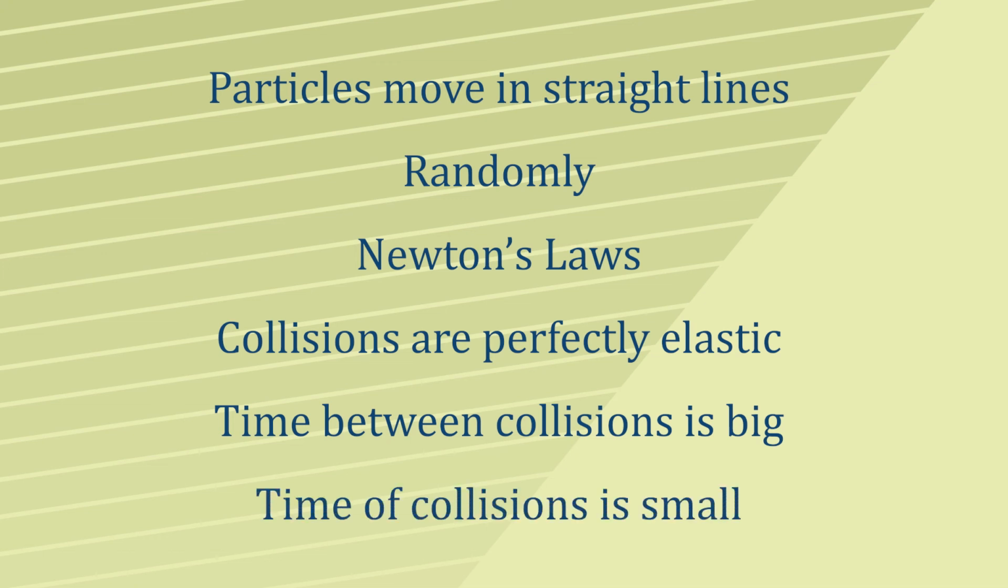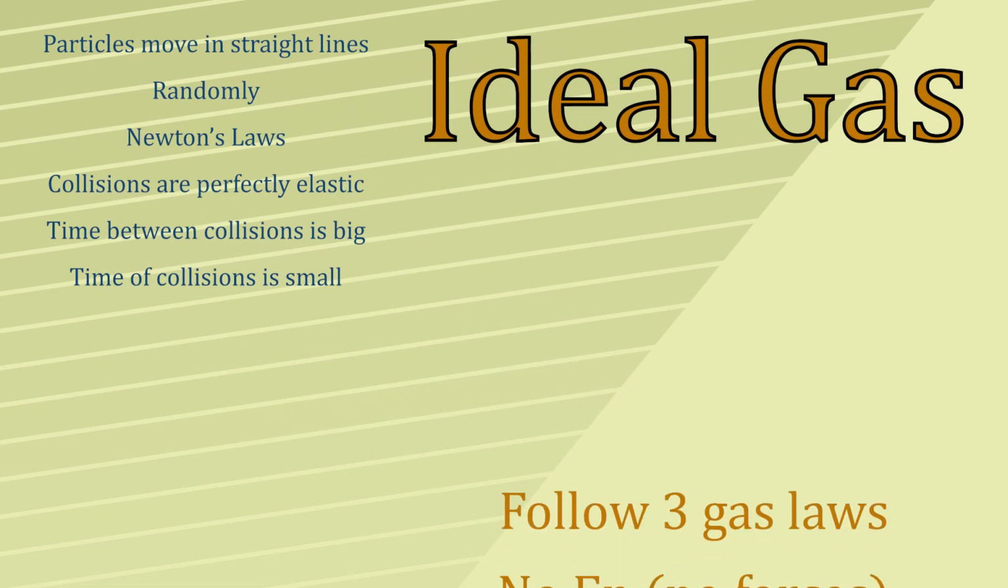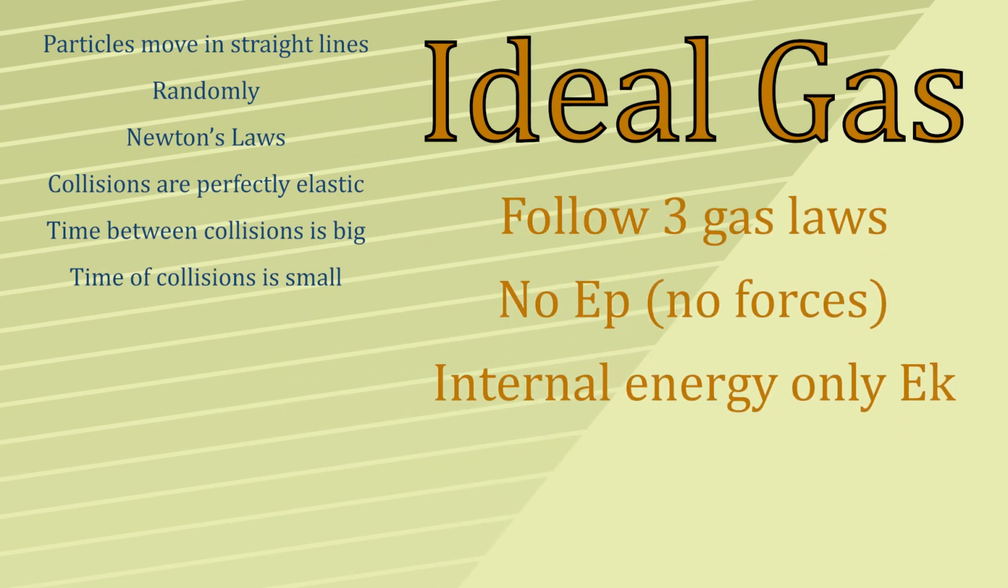On top of the time between collisions being big, we assume that the length of time a collision lasts is very small. In other words, the particle spends the vast majority of its life just travelling in a straight line at a constant speed across the box, stroke container, stroke classroom. An ideal gas is a gas which behaves in these six ways.